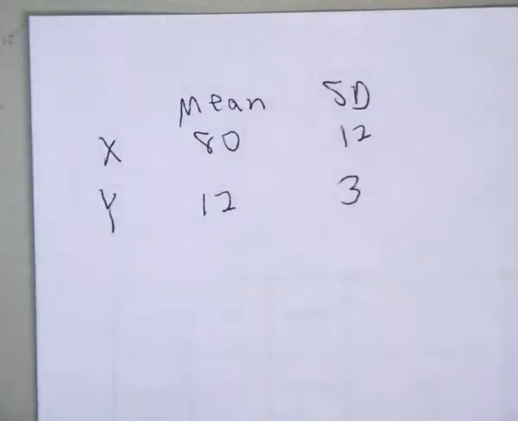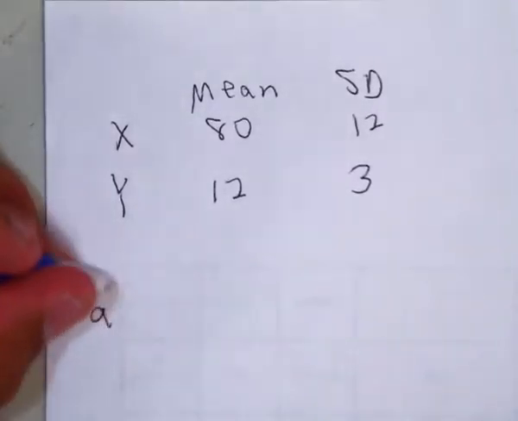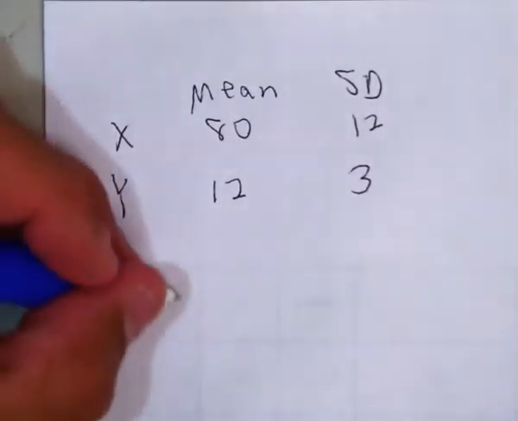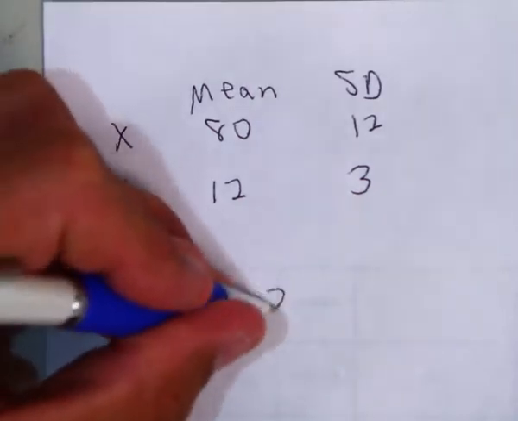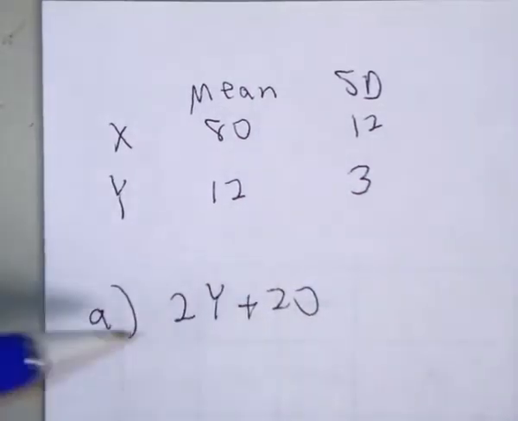Okay, so in problem 26, again, we have 5 problems to do. Here's the data that we're given. For problem A, they tell us that they want to do 2y plus 20. Okay, so multiplying will affect everything. Adding will only affect measures of center.